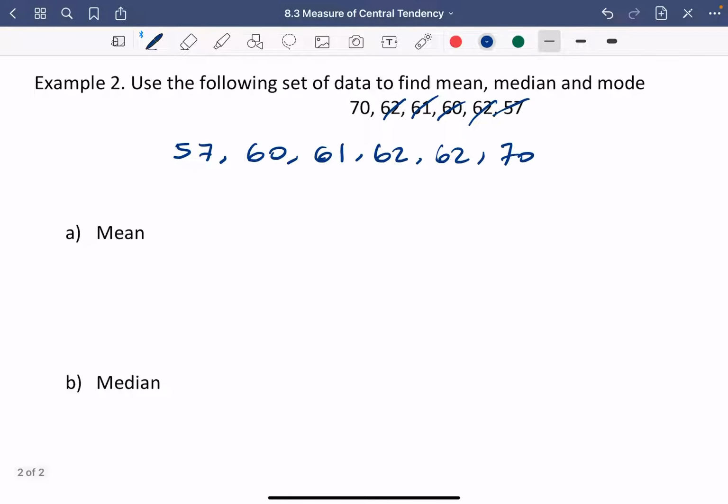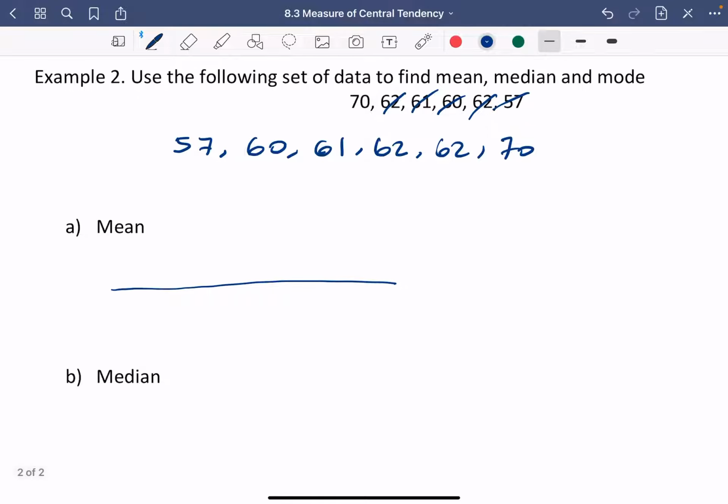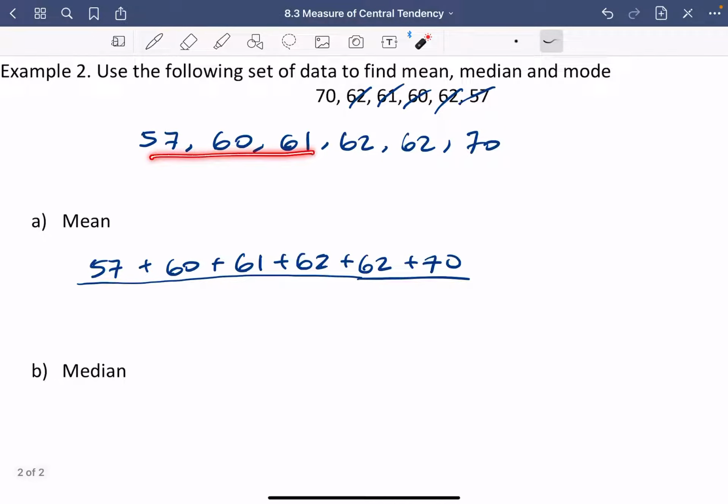So mean, again, you add the numbers up and divide it by the total number. So 57 plus 60 plus 61, 62, 62 plus 70 divided by the total number, 3 plus 3, 6 numbers we have in total. So that is 372 divided by 6, which is equal to 72. So the mean for this question is 72.